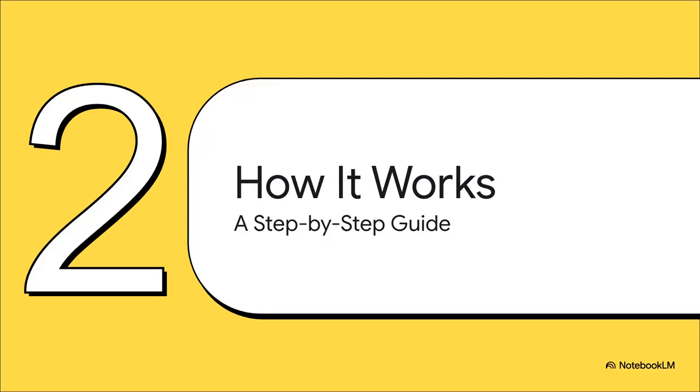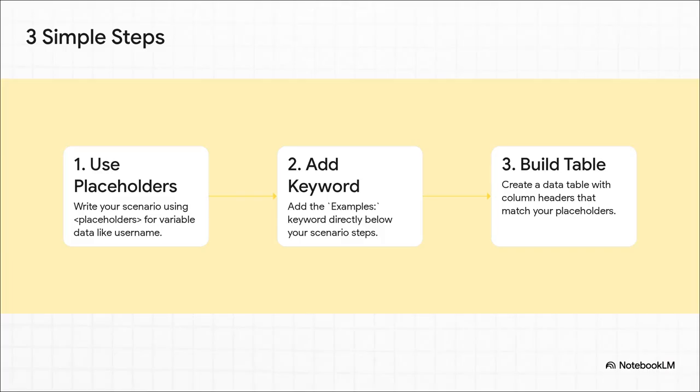Okay, so that sounds great in theory, but how do you actually do it? Let's walk through the exact steps. I promise, it's probably easier than you think. It really just boils down to three simple steps. First, you write your scenario, but instead of hard coding a value like admin, you use a placeholder like username. Think of it as a variable. Second, right below your scenario, you add the examples keyword. And third, you build a simple data table where the column headers perfectly match the placeholders you just created.